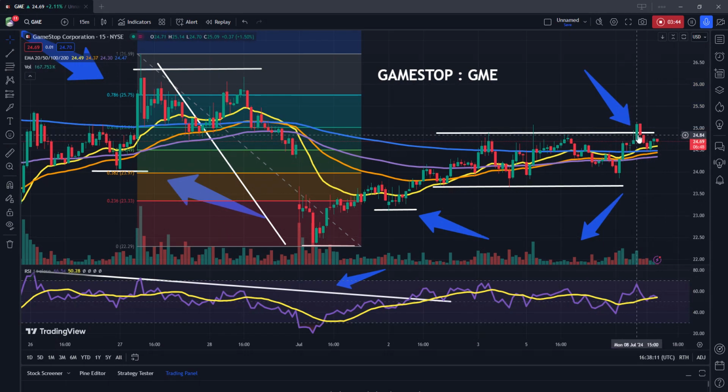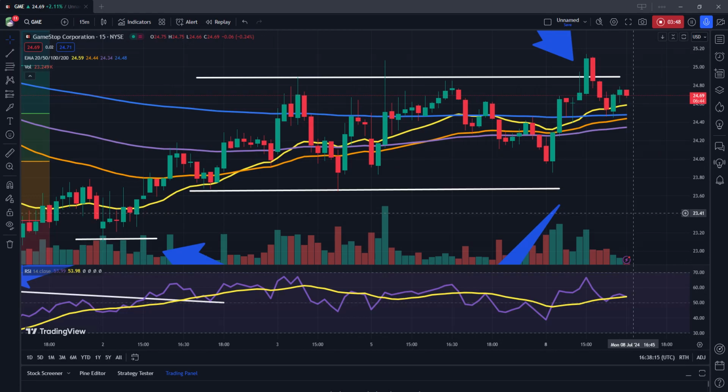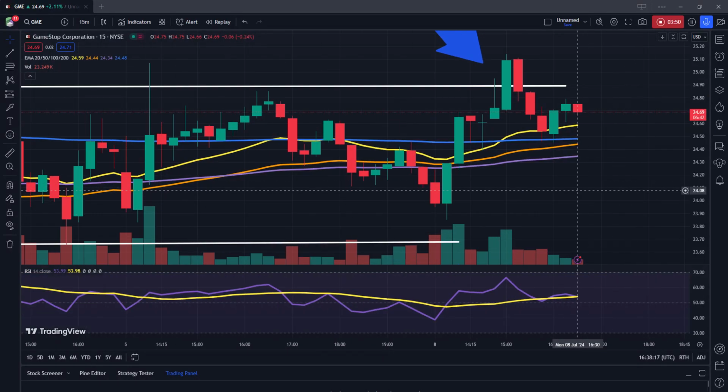So we do have a clear break above this prior resistance zone, and we're seeing a close above this level. That's the important part here.